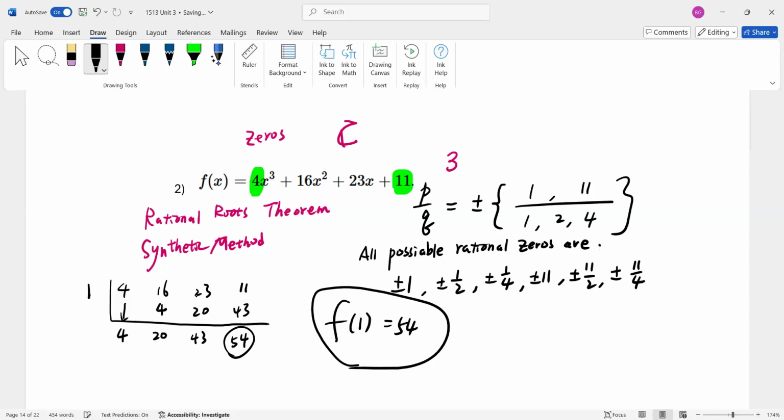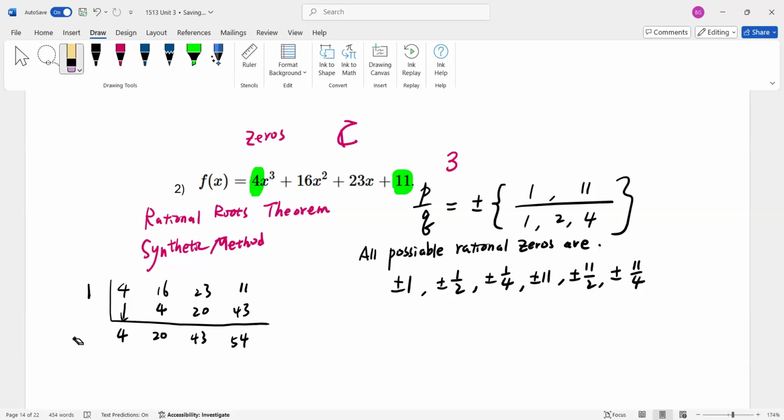I also mentioned this last class, right? The remainder actually is the output of the polynomial function when the input is your k. When you're plugging in x equals 1, the output is the remainder. I mentioned this. Just watch the recording from last class. So this also means 1 is not a 0. That one doesn't work. Then you can erase those and try -1.